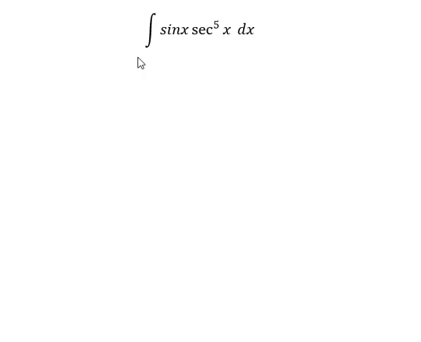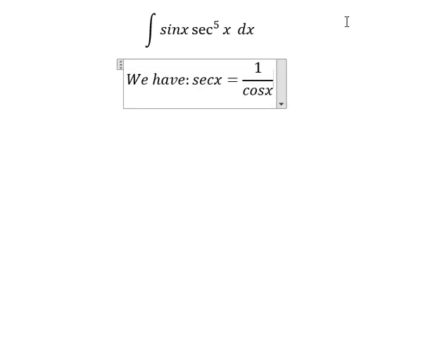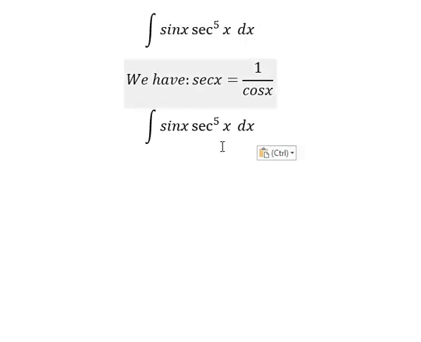The topic is about integration. Now I want to show you how to answer. We have the formula in here: secant of s, that is 1 over cosine s. This one we need to transform into this one.